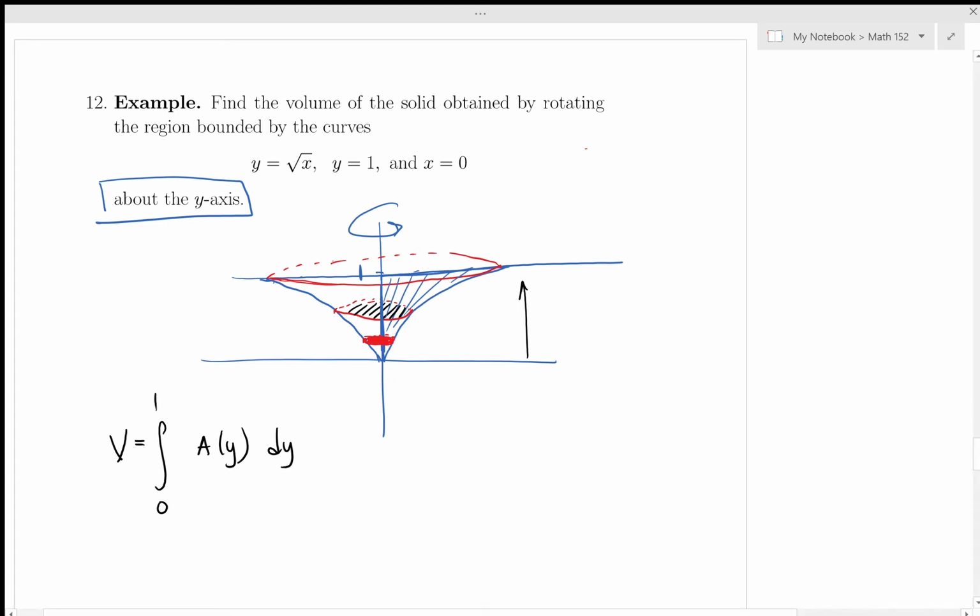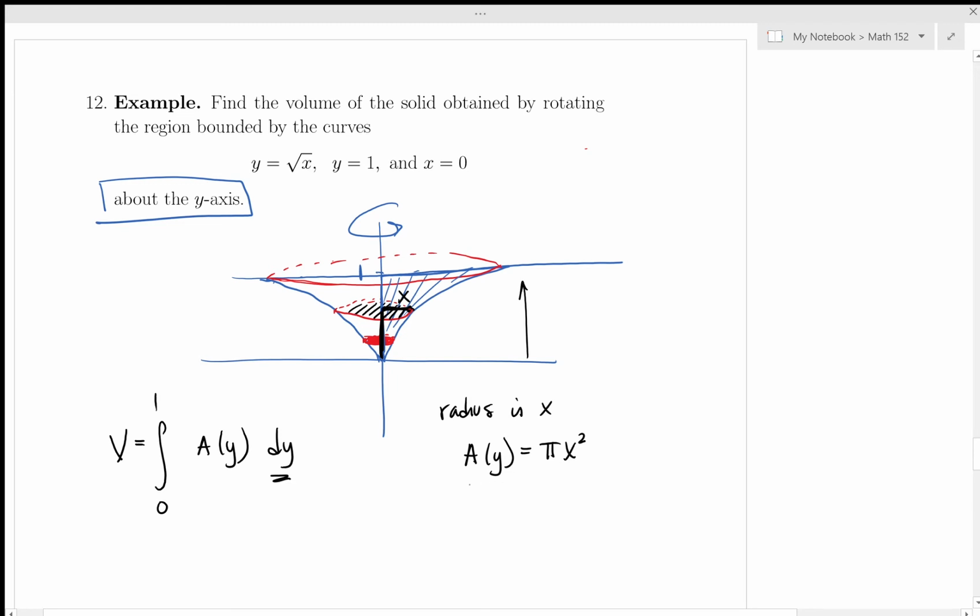So the radius is x. If I pick some value here, y, then I go out here, I see that is x. So my radius is x. I want the area as a function of y, but off the top I can see that it's pi times x squared. And then I am integrating with respect to y.